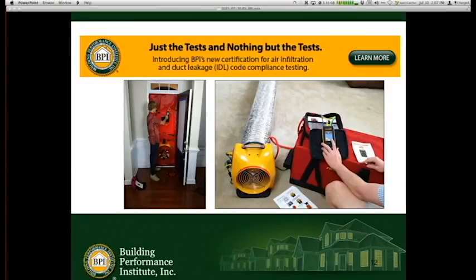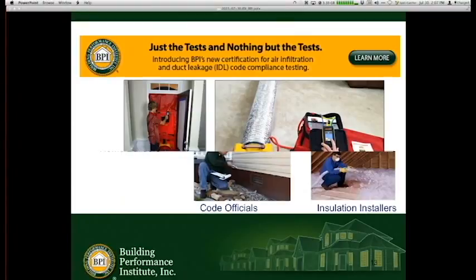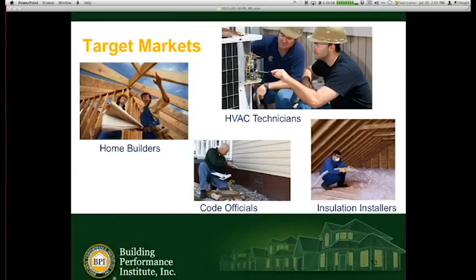The focus is called Just the Test and Nothing But the Test, because that's really the basics behind the IDL. It was designed to fill a gap in the IECC code requirements about who needed to be doing the testing, and there was a real vague notion as to who was allowed to do that or who was actually trained or certified. That's always been a challenge for code implementation: we want to require this, but who is allowed to do that? So BPI felt that there was a major market sector out there that was already doing similar things.